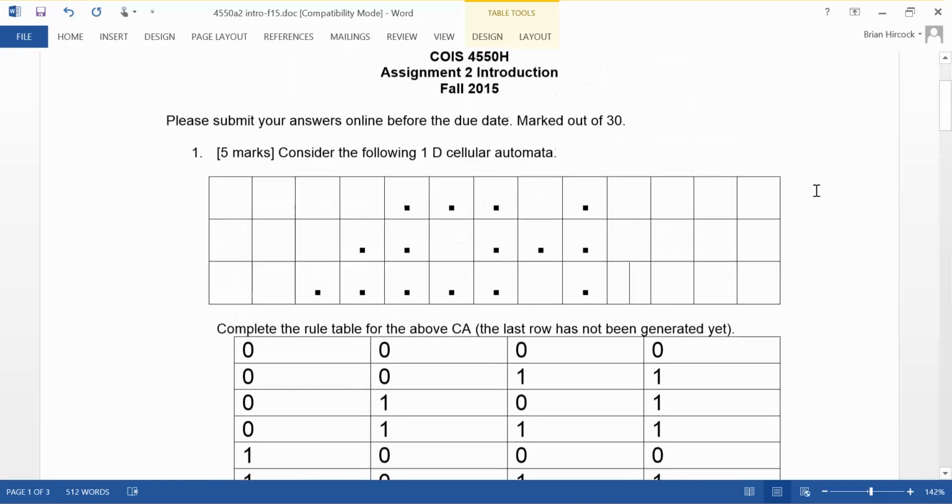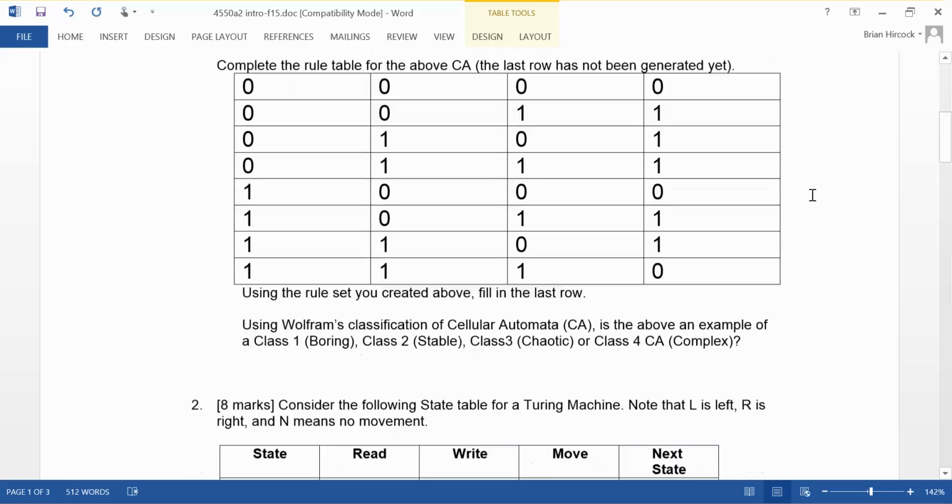Chaotic or complex. So we're going to try to look for some sort of pattern here. If there's a pattern, it would be complex. If there's no pattern, it's chaotic. In order to do that, you should run through another couple generations and try to determine whether or not this looks ordered to you or not. So that's the first question.